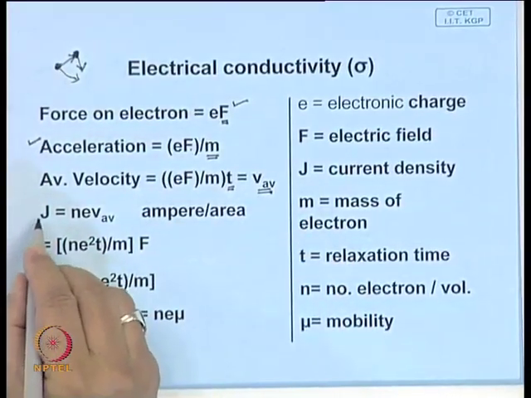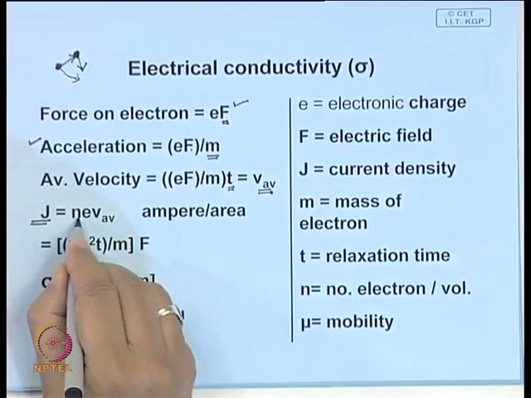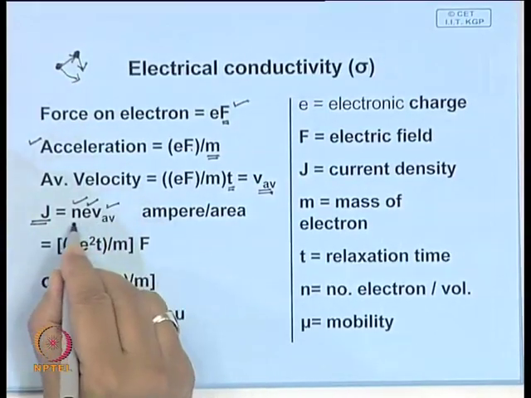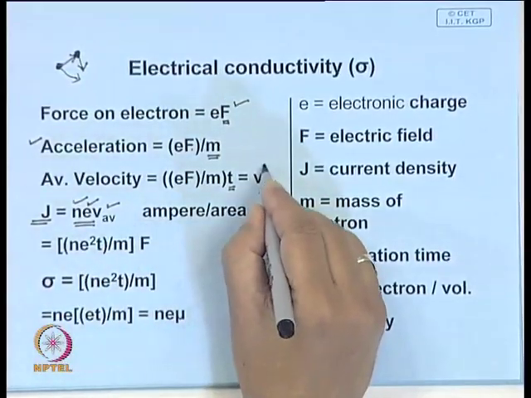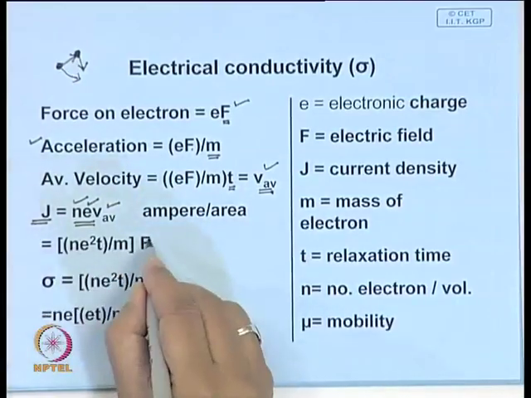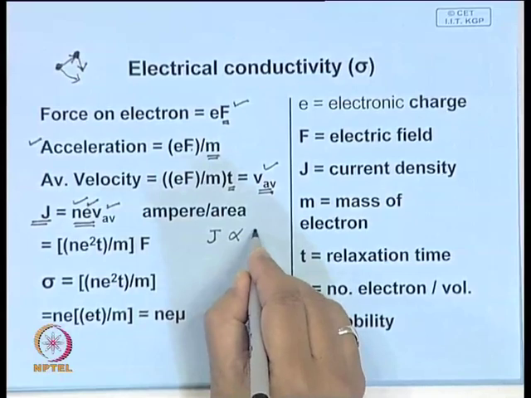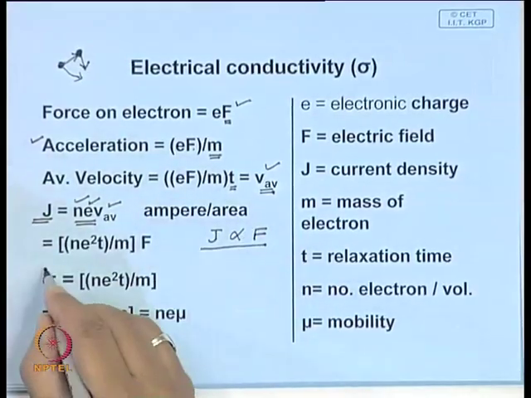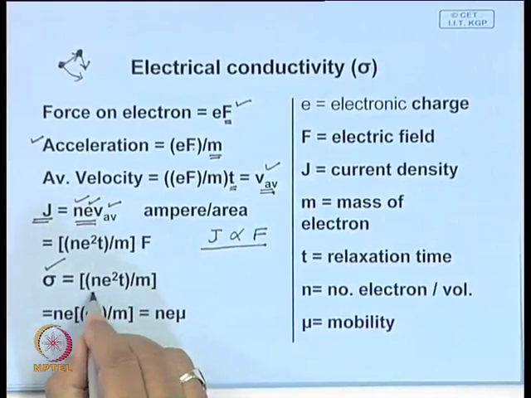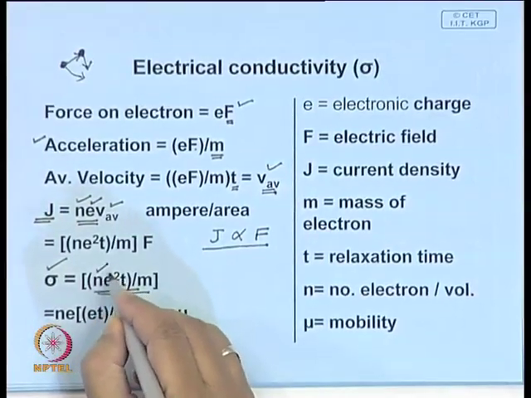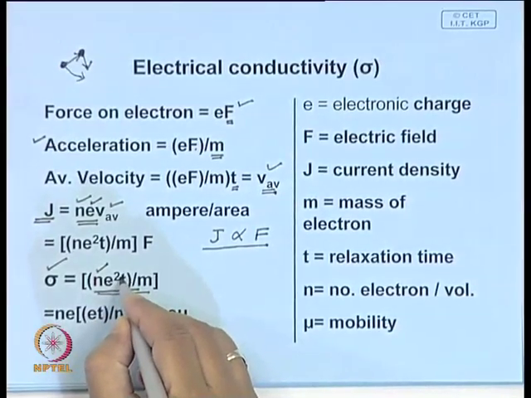Then it is possible to calculate the current flux J, which will be proportional to the number of electrons n, the electronic charge, and the average velocity. If you substitute that average velocity here, you get this term. Now, J is proportional to the electric field. This is one way of specifying Ohm's law, and that constant of proportionality is sigma, which is known as conductivity. So, this is the expression for conductivity. It depends primarily on the number of charge carriers, e is constant, and the relaxation time t.